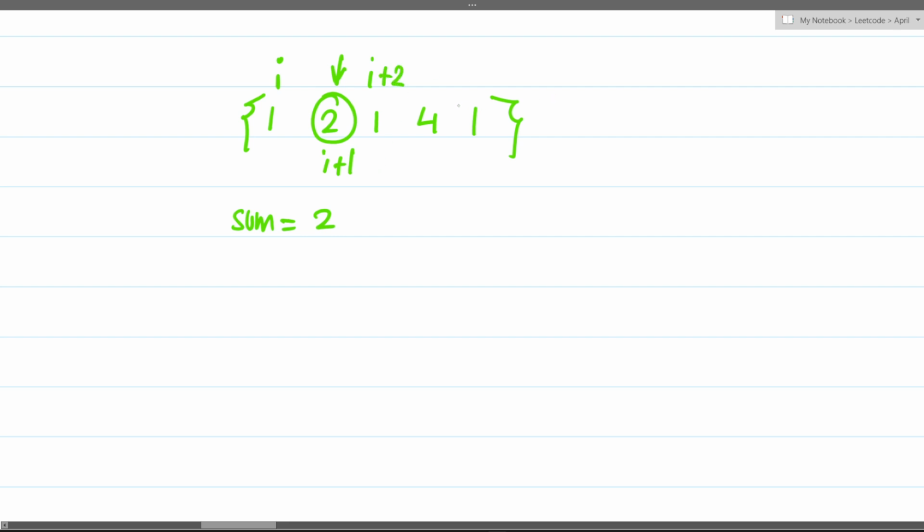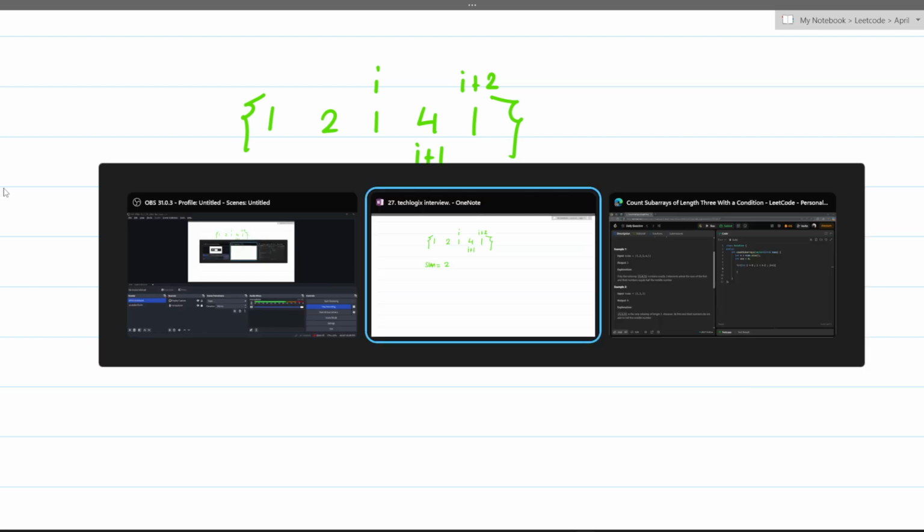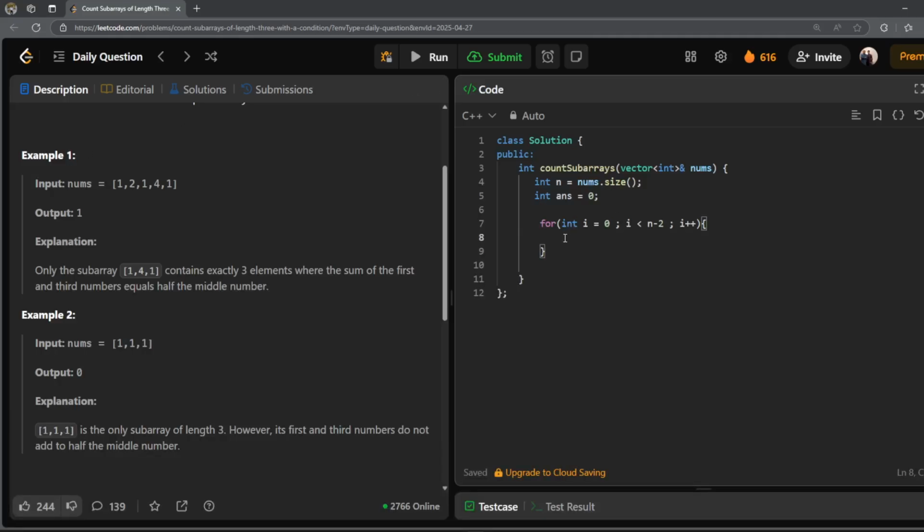I'm going to do this every time. So when my i index is at this point, this is i plus 1, this is i plus 2, right? And then when my i is at this point, this is i plus 1 and this is i plus 2. That's the only three subarrays that I'm going to choose. So I'm not going to increment my i any further. That is why the condition of i was n minus 2. Alright, perfect.